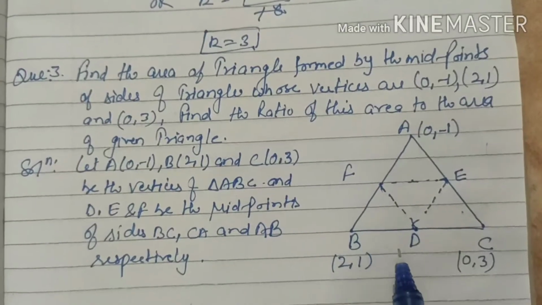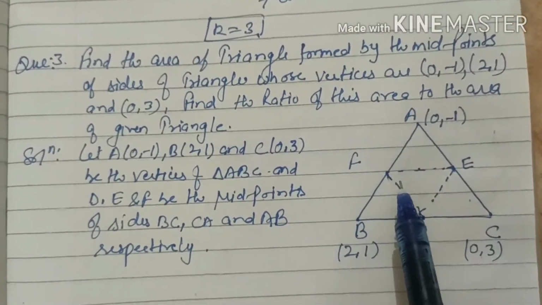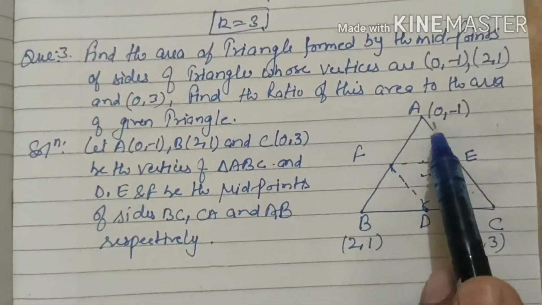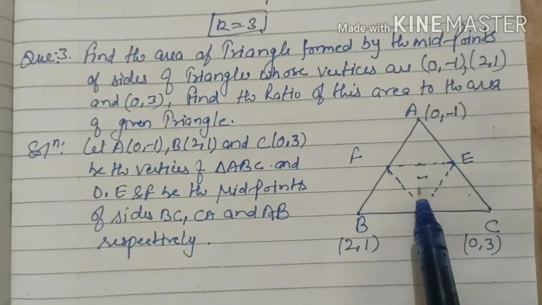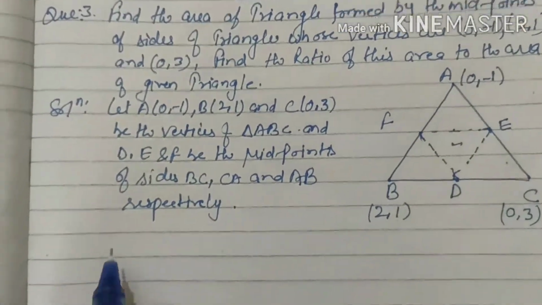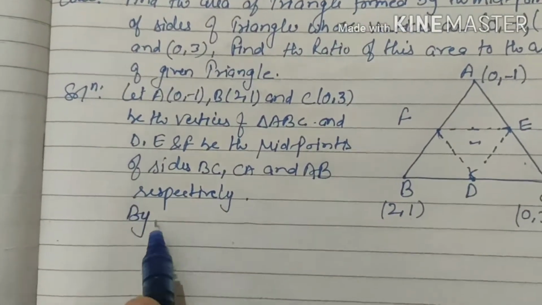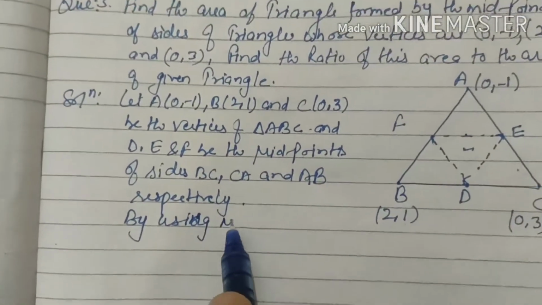So now first of all we need to find the midpoints, that is D, E, and F, by using the midpoint formula. Then we will find the area of this triangle DEF, and then we will find the area of ABC, and in the end we will find the ratio of this area to the whole triangle. So let's start.